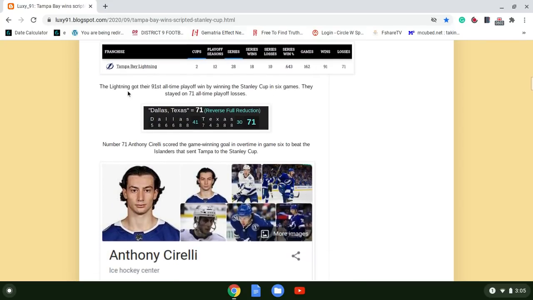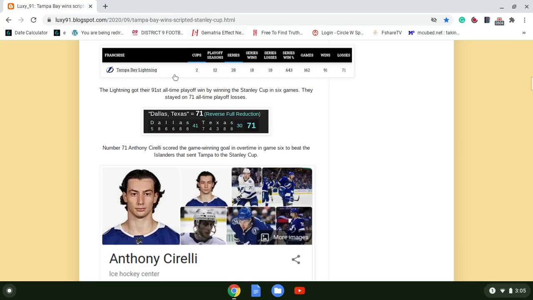So, NHL.com just recently updated this. Notice how the Lightning got their 18th all-time playoff series win. Dallas Stars is 171. That's the 18th triangular number. I'm going to touch a little bit more on that. Notice they have 91 wins and 71 losses, like how Stanley Cup Finals is 91.